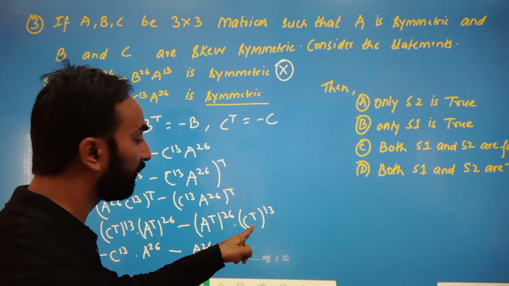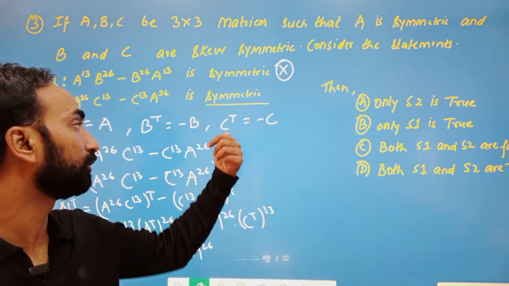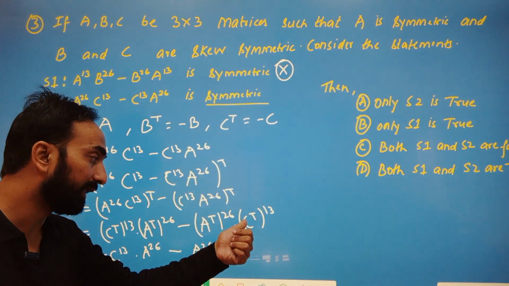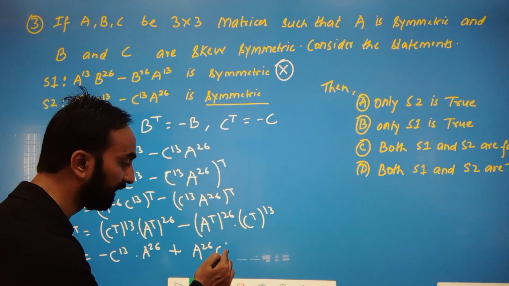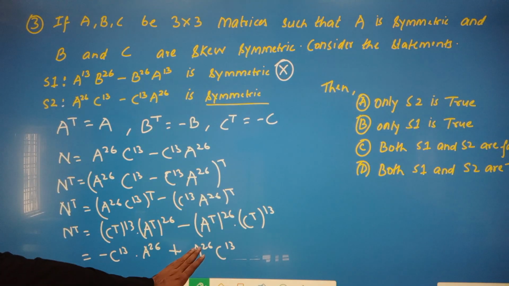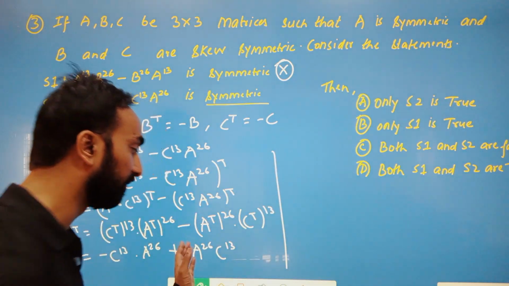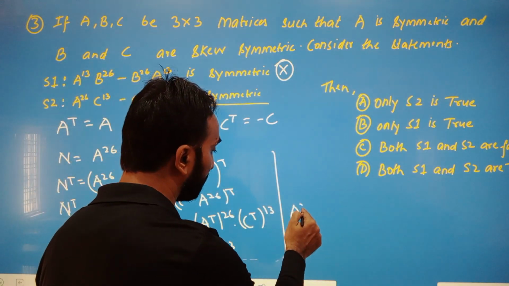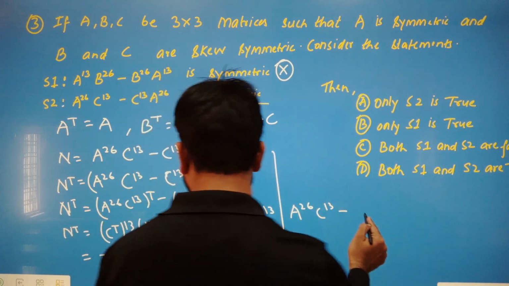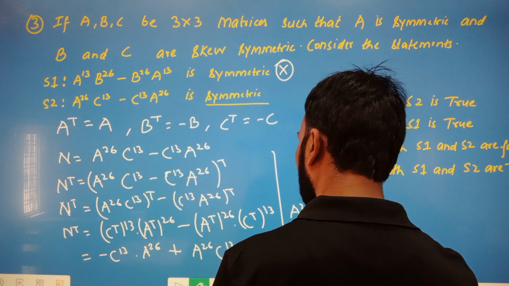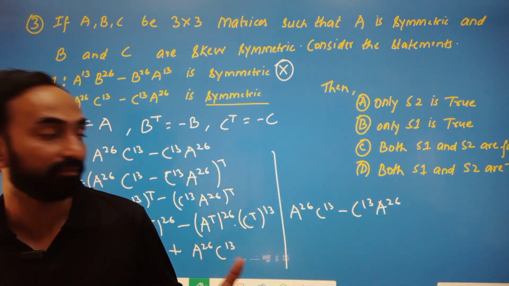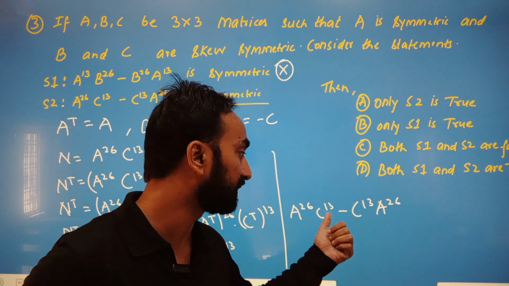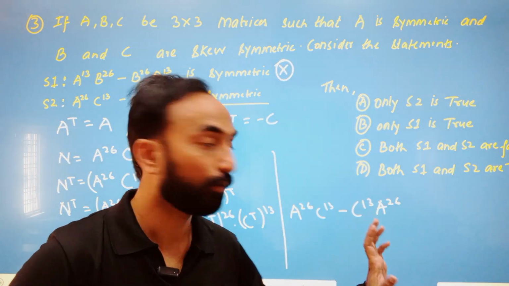I have to write it as minus C to the power 13 because the power here is odd, and A transpose is A, so A to the power 26. Again, in place of C transpose we have minus C, but the minus sign here and the minus sign here become a positive sign, and I can simply write C to the power 13. Now I write the positive term first: A26 C13 minus C13 A26. The final simplification gives A26 C13 minus C13 A26.